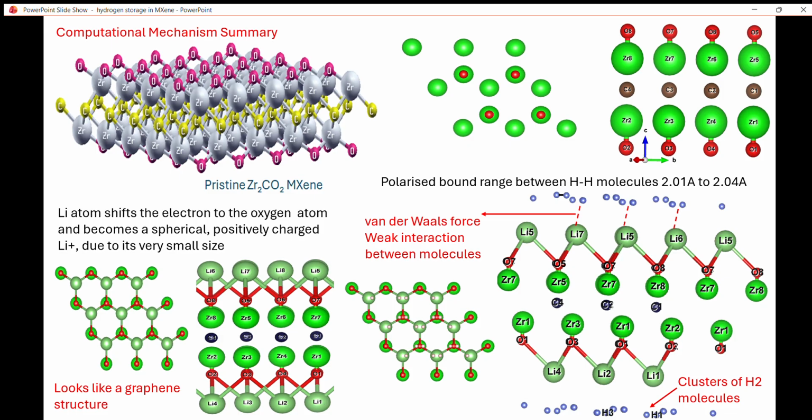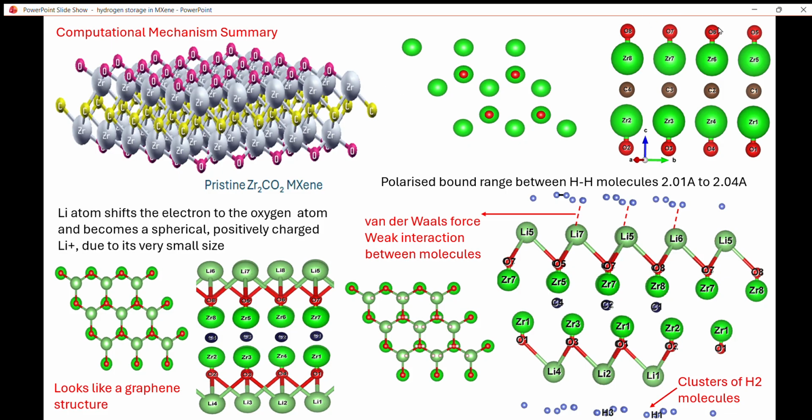This is the summary of the computational method. I made this picture using a Quantum ESPRESSO input file for pristine MXene, like pure MXene. Here is the front view of the MXene structure. I made a file and checked the atoms using VESTA software. This is also pure MXene. You see this is a layer of oxygen atoms, similar to this, but here it is a supercell, and here is a single cell, not a supercell. That's why it looks like this.